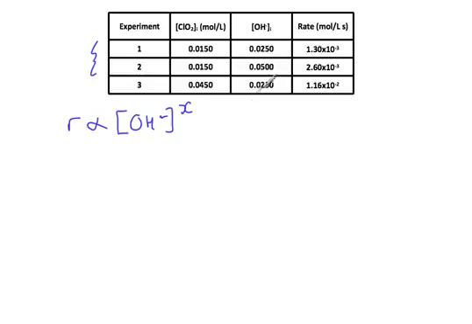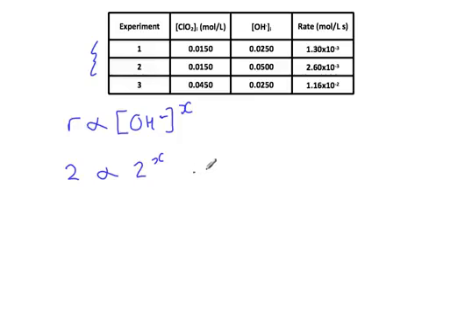So if we look at what has happened to rate, first of all, rate goes from 1.30 times 10 to the minus 3 to 2.6 times 10 to the minus 3. That's a doubling of rate. So rate has gone up by a factor of 2. Well, that's proportional to a concentration change. What do we do to the concentration of hydroxide? We doubled it. So it went up by a factor of 2. And that leaves us with the exponent x.